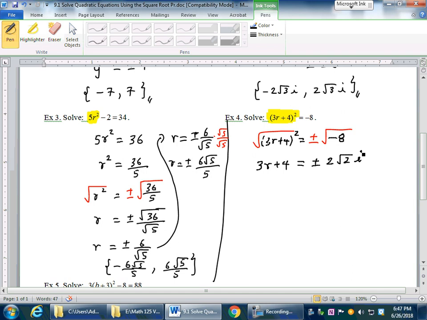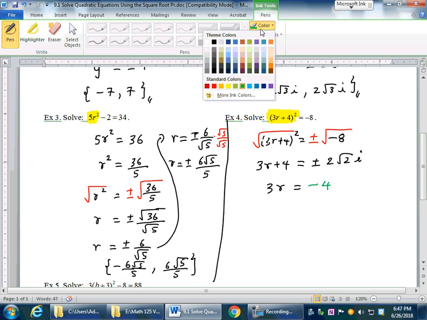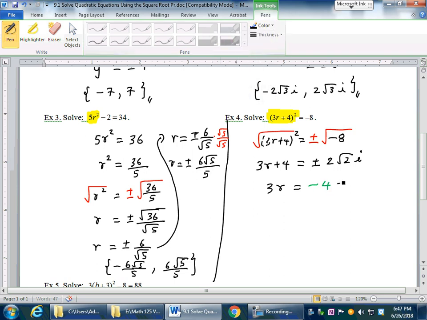Now we're going to continue solving this. First, we subtract 4 from both sides. Let me show you how you should be writing it. Because we ended up in complex numbers, we need to write it in standard form, which is a real part and then an imaginary part. So when I subtract 4, this is how I'm going to write it down: minus 4 plus or minus 2 square root of 2 i. So I'll put it into standard form.